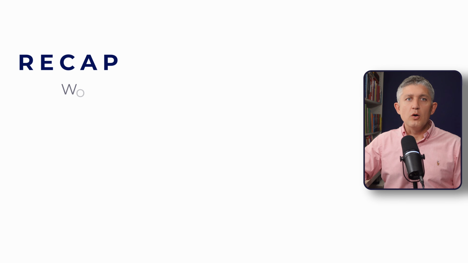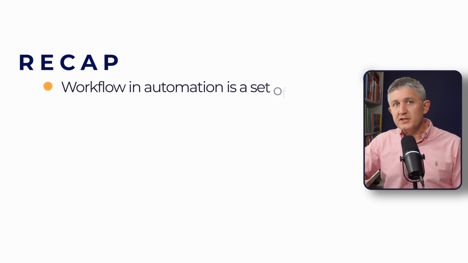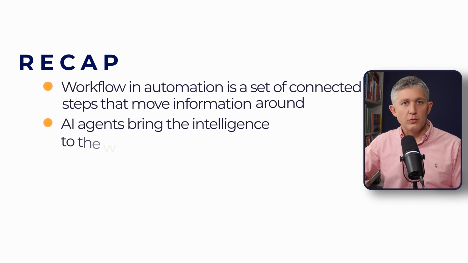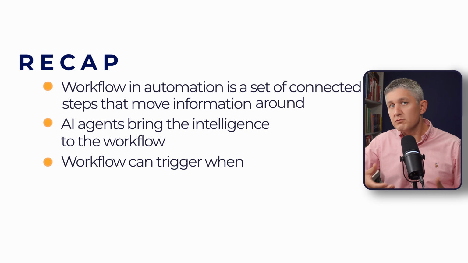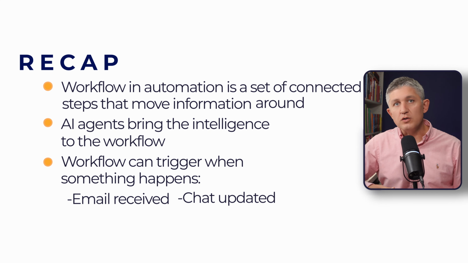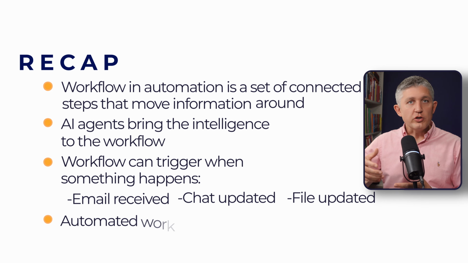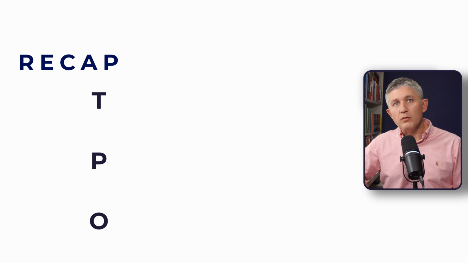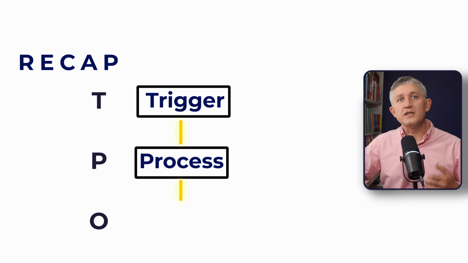A quick recap. Workflow is just a set of connected steps that move information around. Agents bring the intelligence to the workflow. Workflow can trigger when something happens, for example, when email received, chat updated, or file been updated, and it usually creates and sends out an output. The model to think about is TPO, which stands for Trigger, Process, Output.